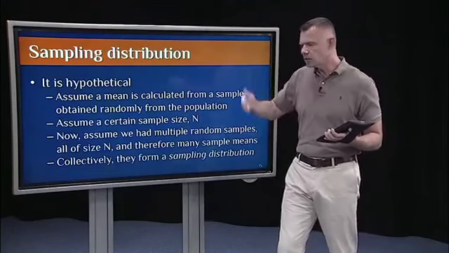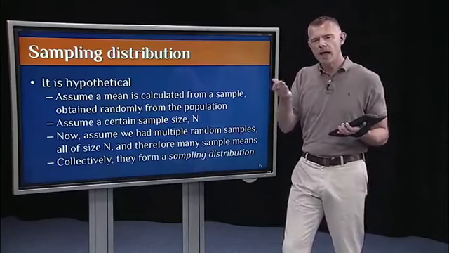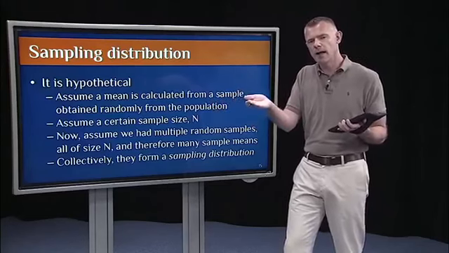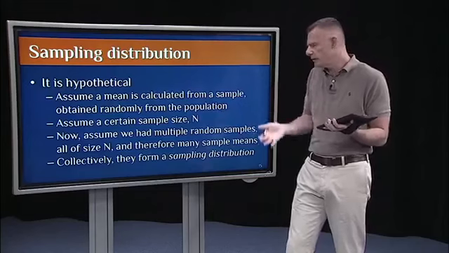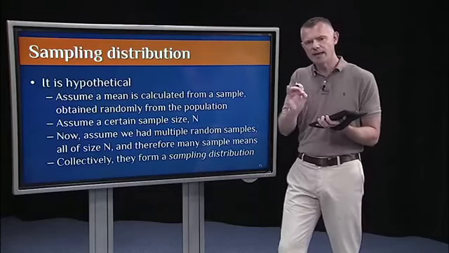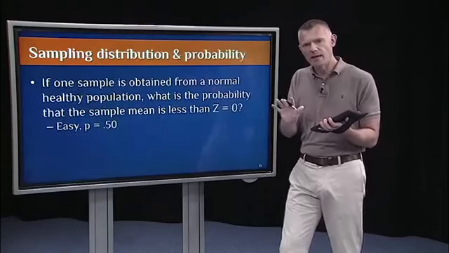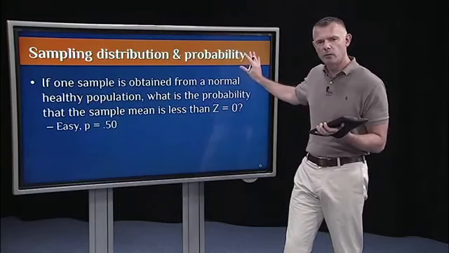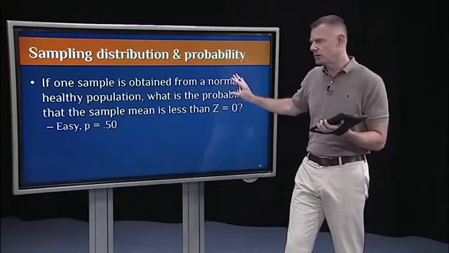If I get multiple samples, then I would have multiple sample means, and they would all differ a little bit because of sampling error, right? So I would have a distribution of sample means, and those collectively would be a sampling distribution. I could do that with any sample statistic. Then I could take a sampling distribution, marry it with probability, and now you see how we're moving towards NHST.